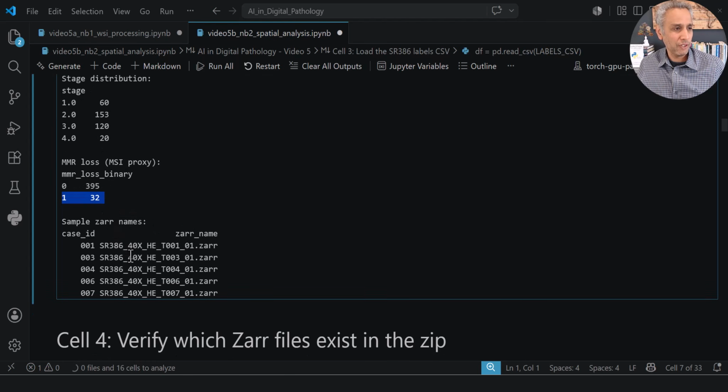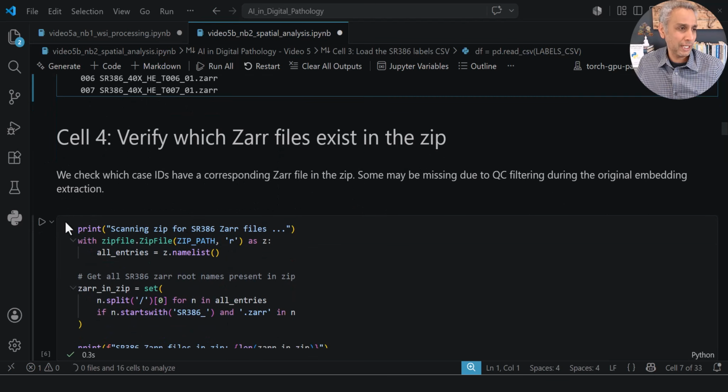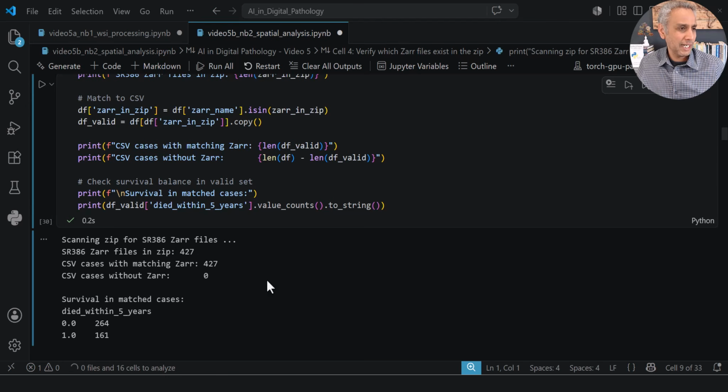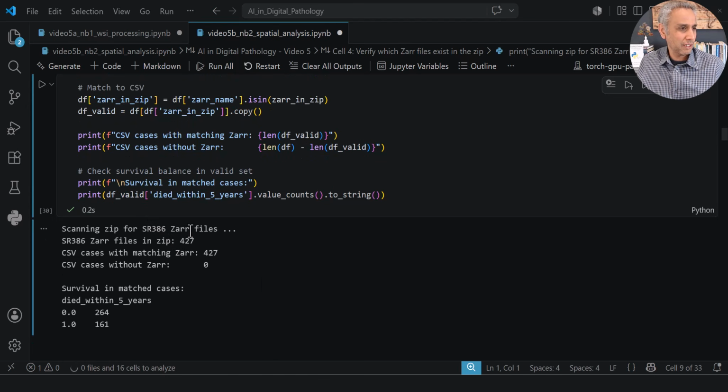And here are some of the Zarr file names that you can find in there. They are like T001, T003, and so on. These are the different whole slides. So let's load one of these files and see exactly what's going on. It's very important to understand before you jump in. So I am loading one of the Zarr files right here.